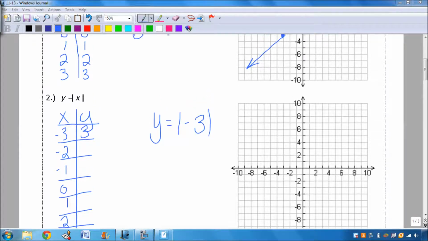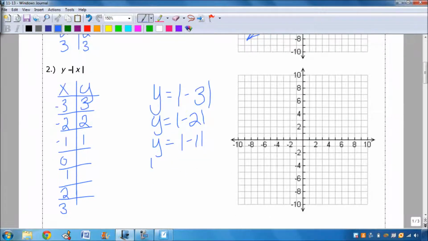To find the next one, I would take the absolute value of -2, which is +2. To find the next one, I would take the absolute value of -1, which is +1. Here I would take the absolute value of 0, which is 0. Here I take the absolute value of +1, which is 1. And then the absolute value of 2 is 2, and the absolute value of 3 is 3.